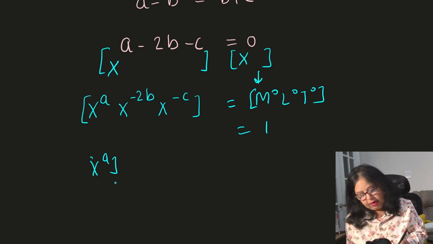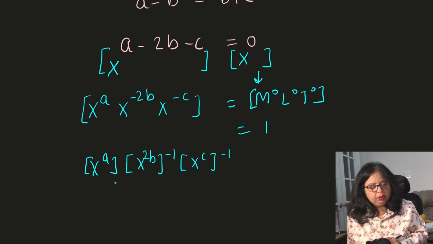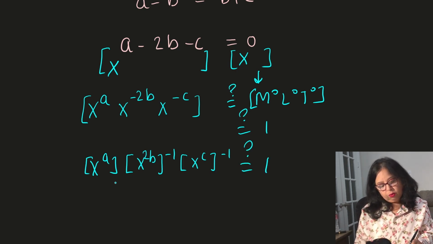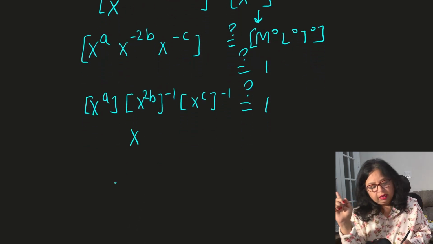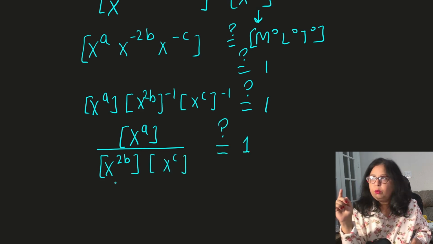How else can I write this? X to the power a times x to the power b to the power minus 1 times x to the power c to the power minus 1. And over here, I should have 2 inside the parentheses for the power. Now, is this equal to 1? I do not know. Let's see. How else can I write the left-hand side? X to the power a divided by x to the power 2b divided by x to the power c. Is this equal to 1?